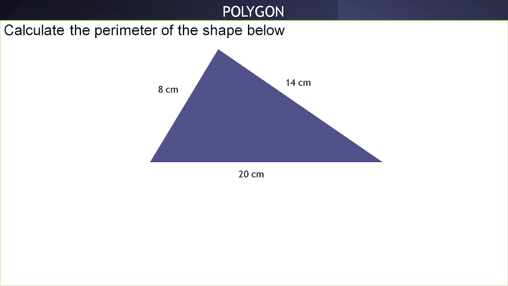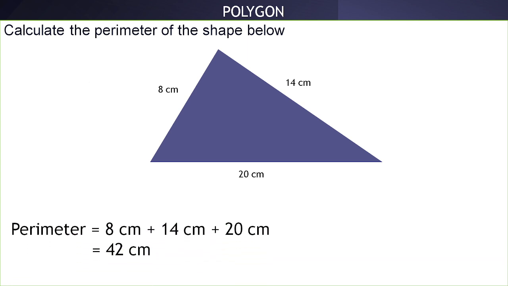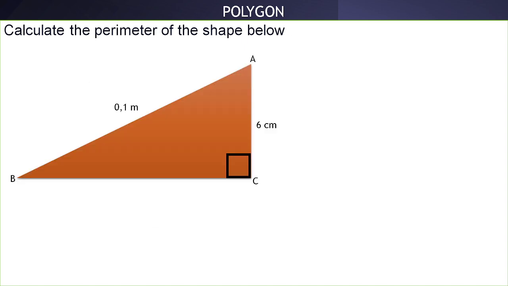Now let's look at the diagram given in the slide and calculate the perimeter of that particular diagram. What we notice is that we're dealing with a triangle and we're given the lengths of all three sides of that triangle. How will we calculate the perimeter of this triangle? Remember, the perimeter is the distance around the shape. So we add the distance around the shape, which will be 8 centimeters plus 14 centimeters plus 20 centimeters, and that will give us 42 centimeters.